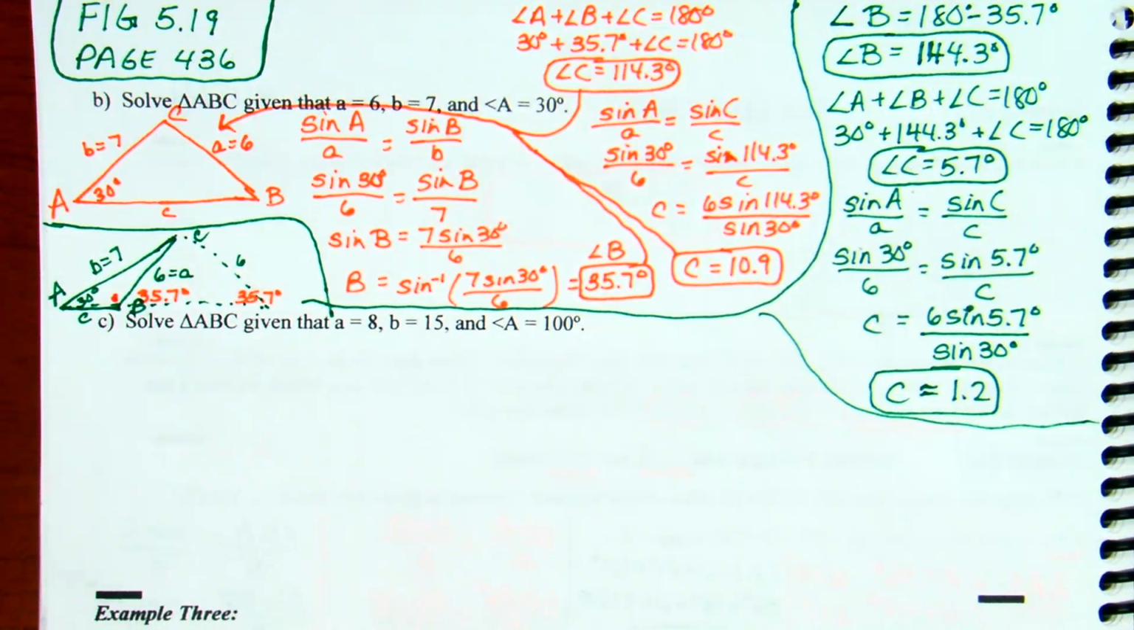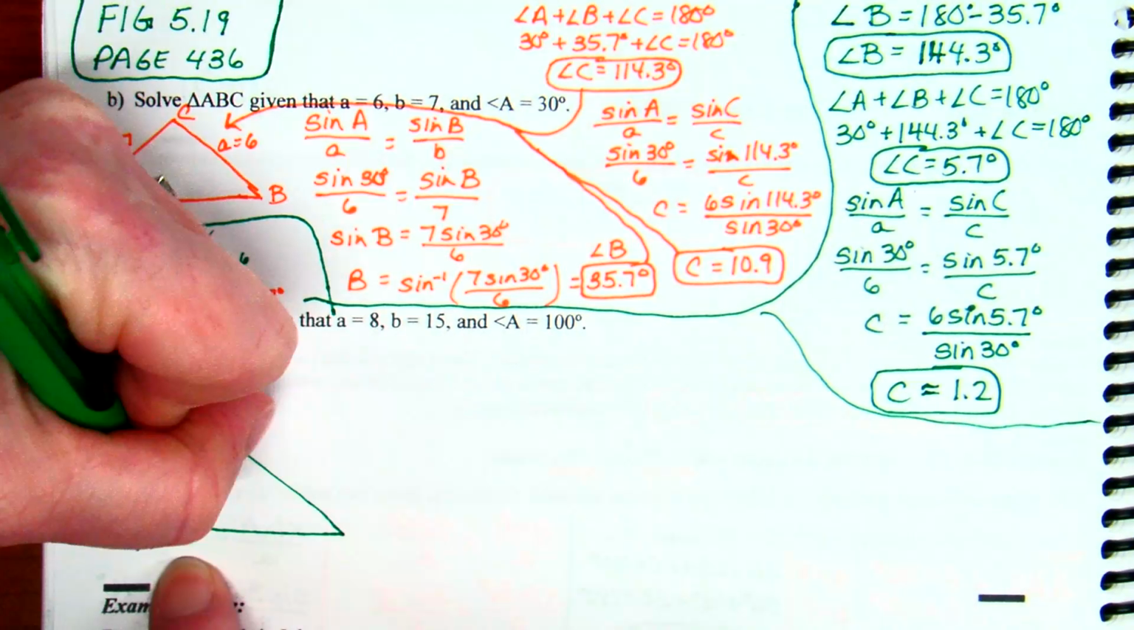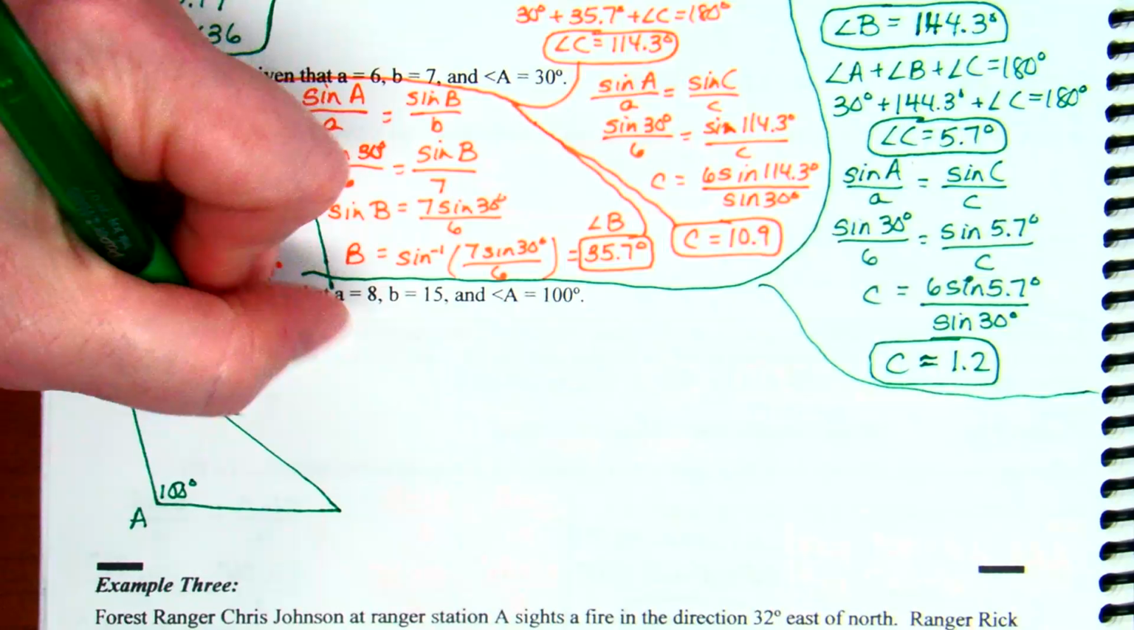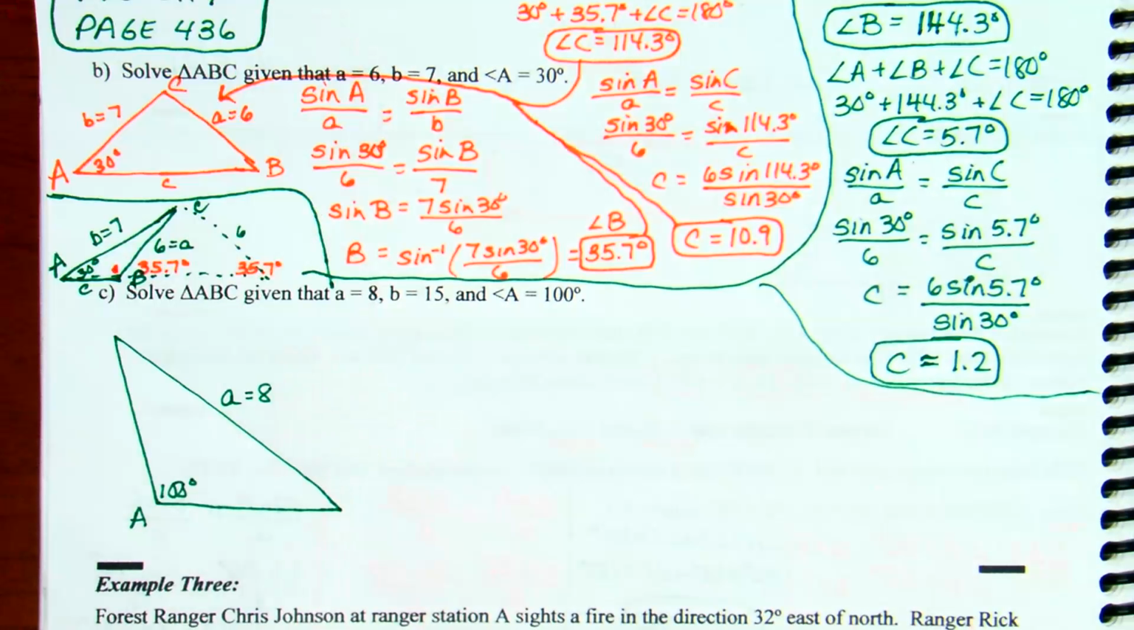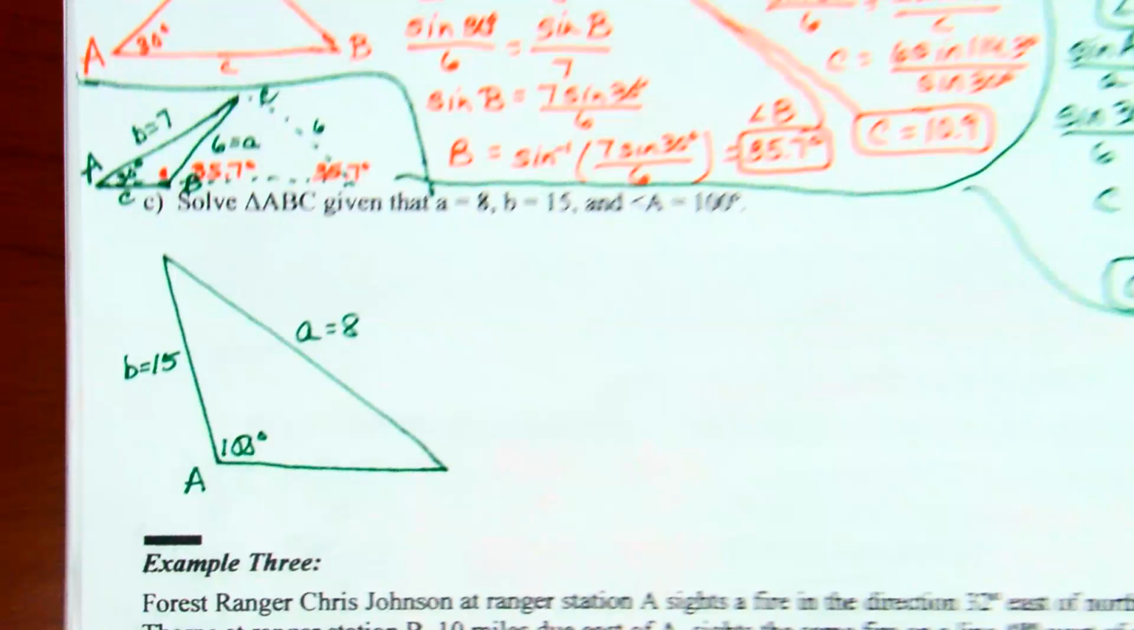Solve triangle ABC, given that a is 8, b is 15, and angle A is 100. I am going to draw a triangle. I am drawing a triangle that has an obtuse angle, right? Because angle A is 100 degrees. What else do we know? Side a is 8, and b is 15.